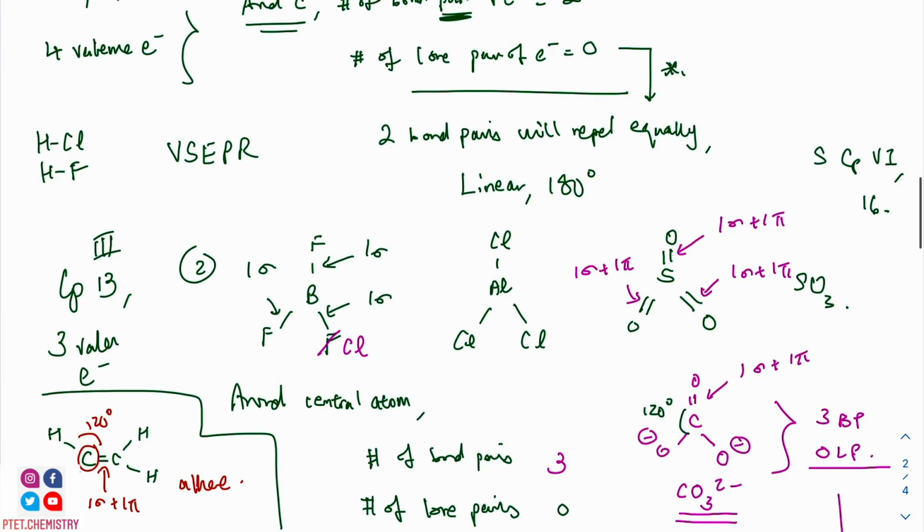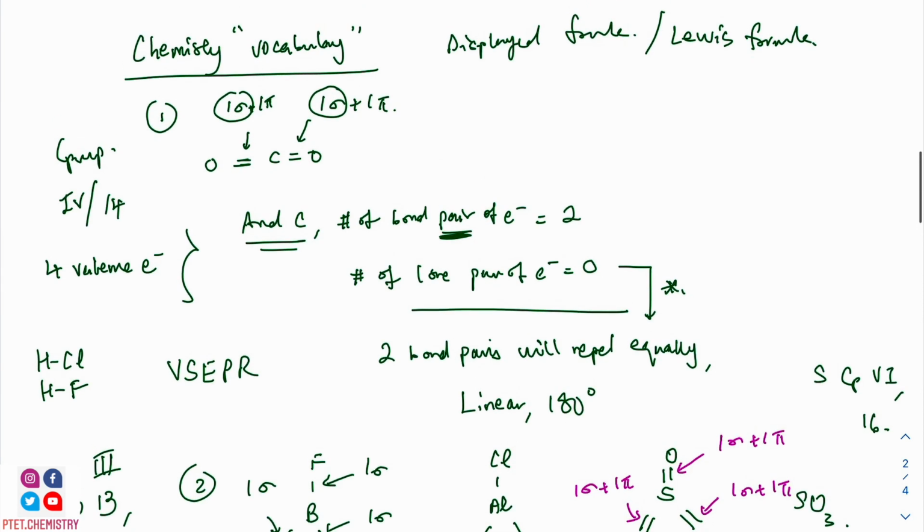Okay, so I'll leave it there for this first part of VSEPR. In the next video, I will discuss the implication of the presence of lone pairs and how that would affect the shape and bond angle in further examples and applications of VSEPR.